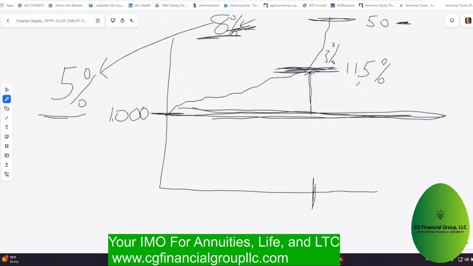Thus, we have just created a product with an 11.5% cap. Now let's talk about put options. What if we bought a put option? We're going to come back and we're going to sell a put option. What if we bought a put option at the money?